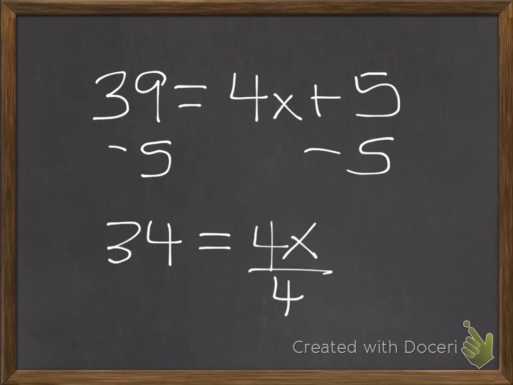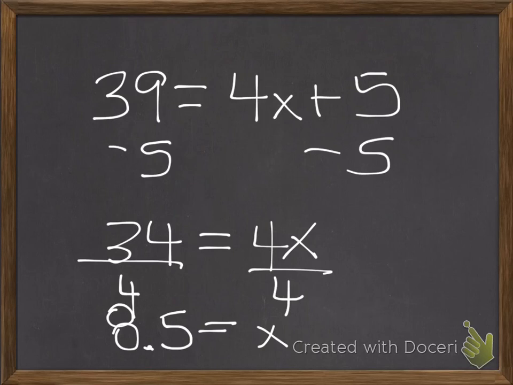And I end up getting a decimal, but that's okay. So my answer is going to be 8.5. And that concludes lesson 1-3.